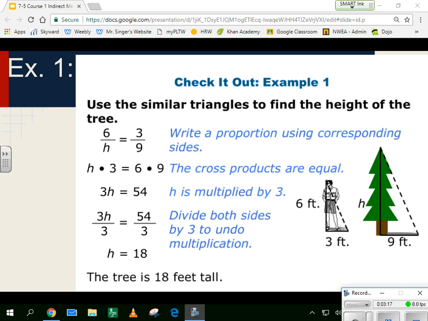So now we cross product. That's the second step. We cross multiply. 3 times h is 3h, and 6 times 9 is 54. So to undo the multiplication, we're going to divide, the inverse operation. When you divide 3h by 3, you get h, and when you divide 54 by 3, you get 18. So this tree is 18 feet tall. So just to show you another example.